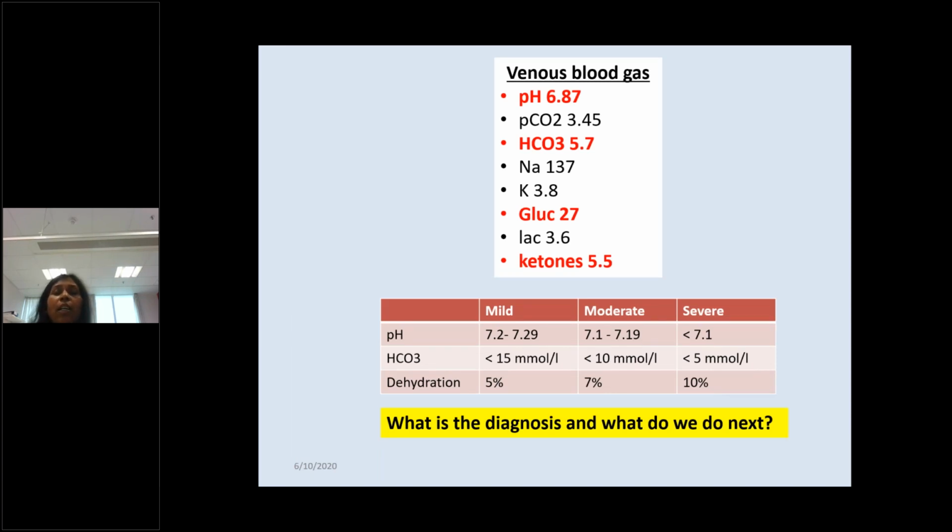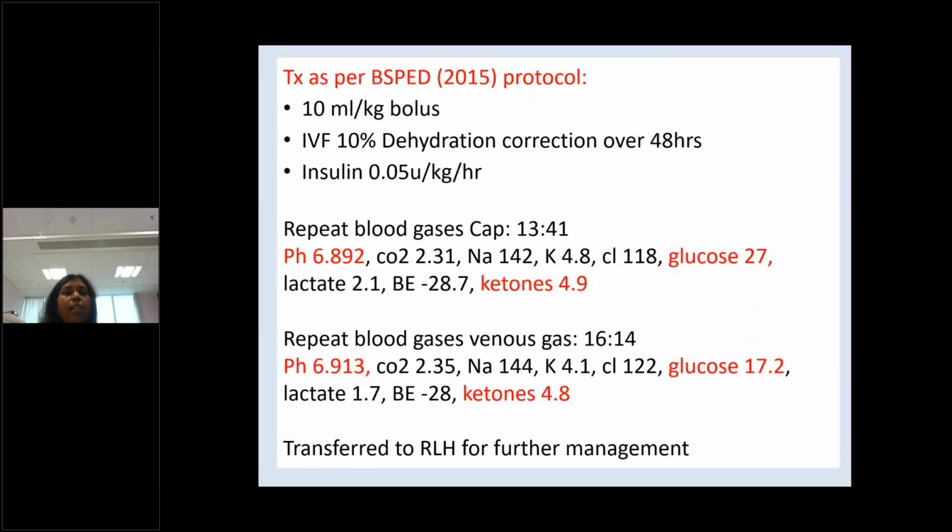So moving on, her blood gas pH is 6.87, which comes to the severe category, and her bicarb is 5.7, which is borderline, glucose is 27, very high, and the ketones are 5.5. So what do we do next? Again, because she's severe, we estimate her dehydration is 10%. And so we gave her 10 mils.